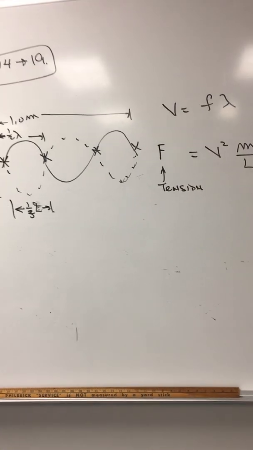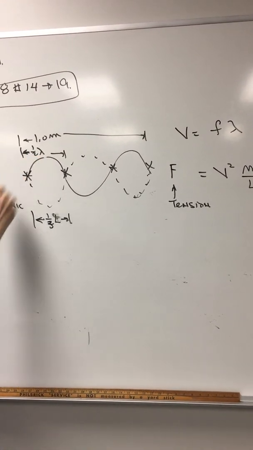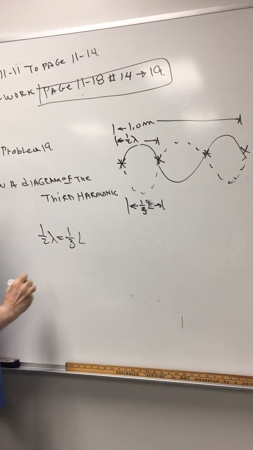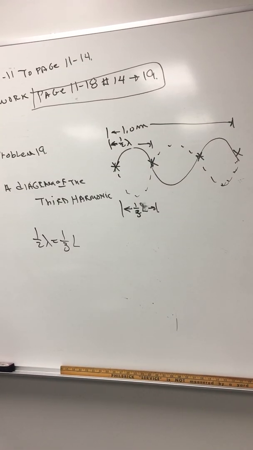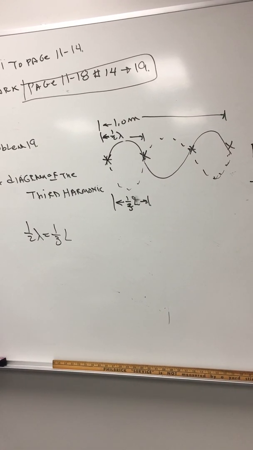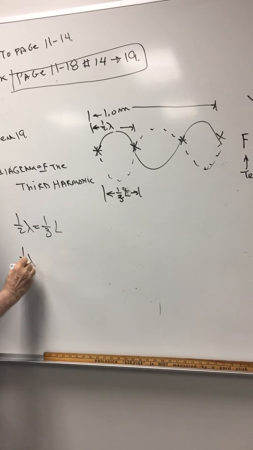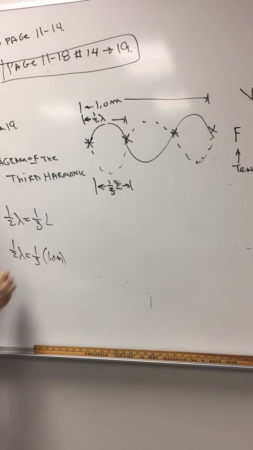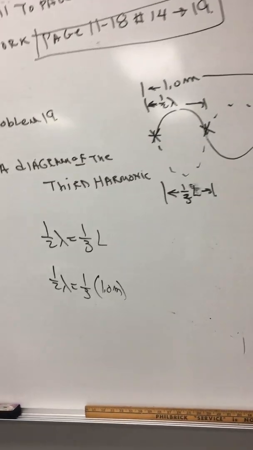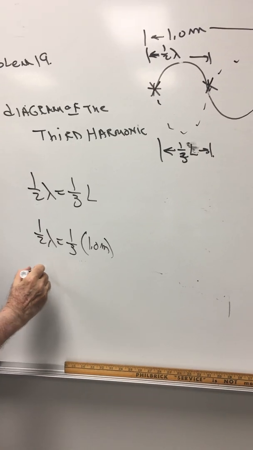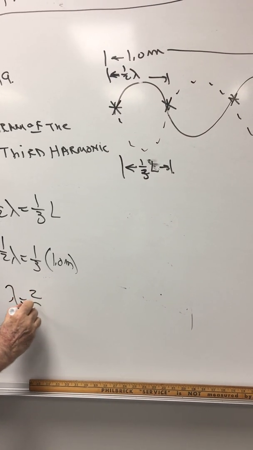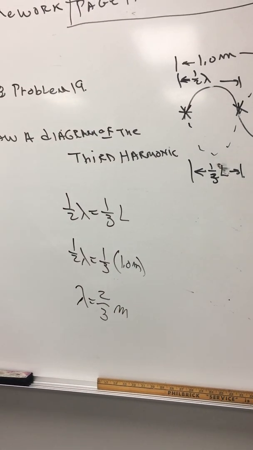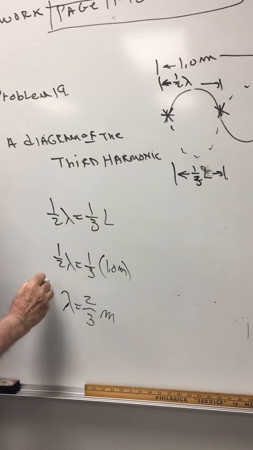Well, that means that right here, 1/2 wavelength will be equal to 1/3 the length of the string. Now it says the length of the string is 1 meter. So 1/2 wavelength is going to be 1/3 times 1 meter. And now you multiply both sides by 2, and that means the wavelength is going to end up being 2/3 of a meter, like that. And that's important.